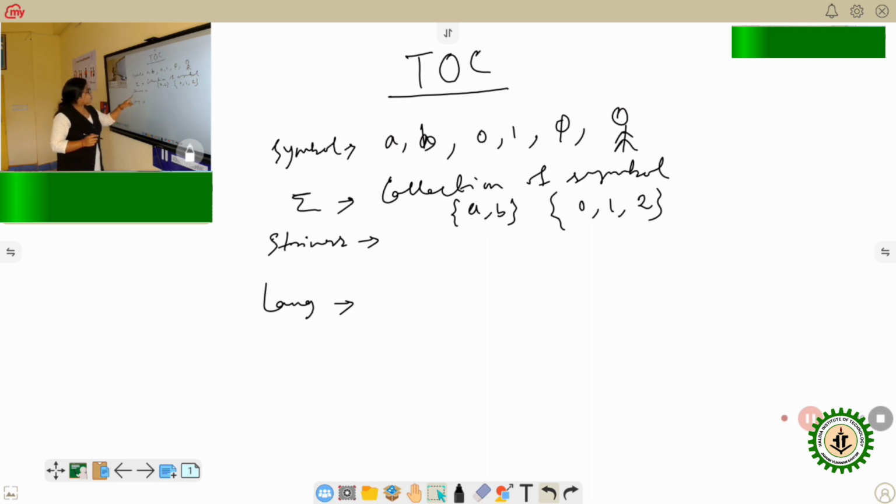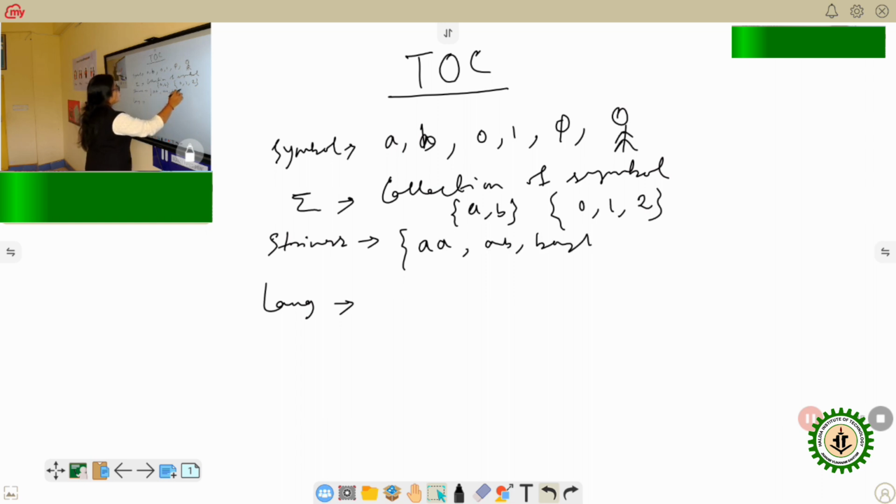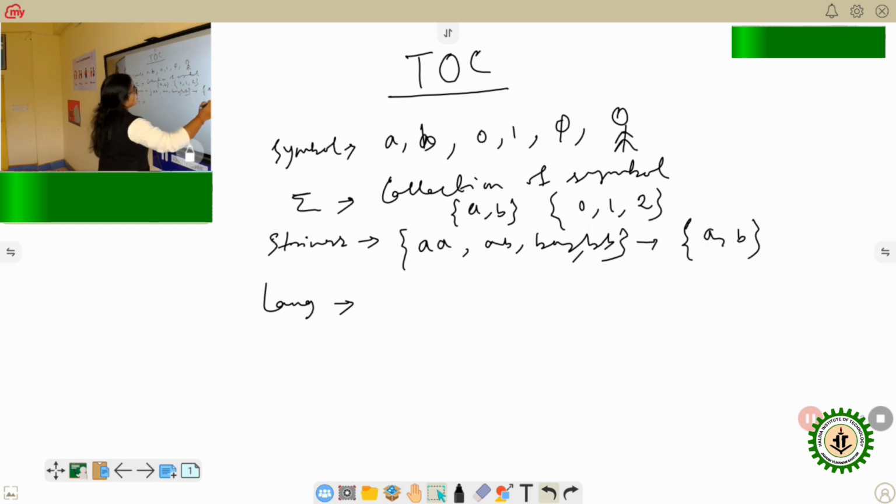Then comes string. String is some sequence of symbols. Just like that, AA, AB, BA, and BB. These are the strings, and we can say these are strings of length 2 because all the strings we are getting here are of length 2. Another string, if we consider only A, this is also a string of length 1.